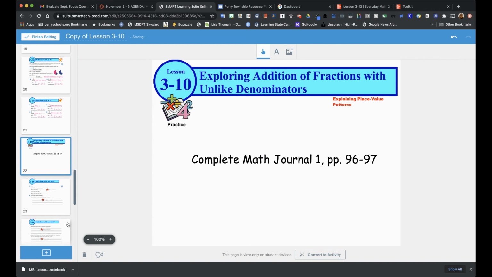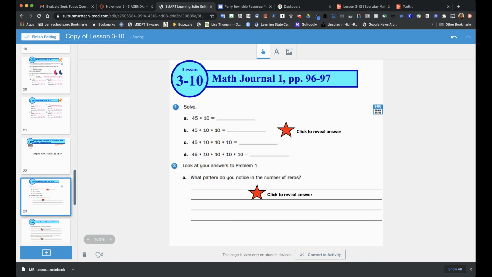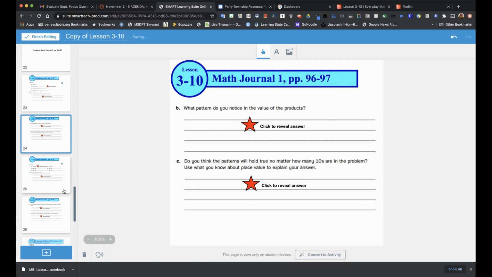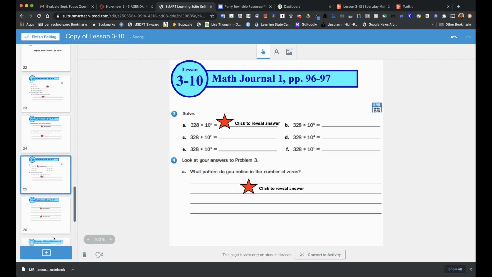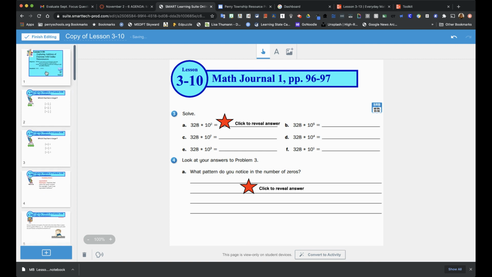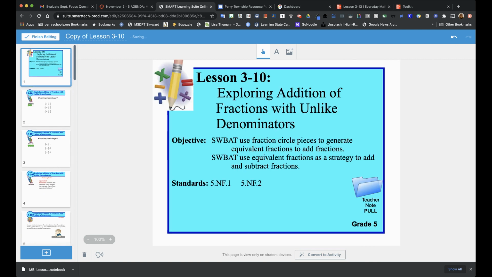And then pages 96 and 97 are just some more practice, revisiting those powers of 10. That would be good for you to do. Good practice for that, but that is not part of our objective today, but I would suggest going through and practicing some of those problems. Again, our focus today was exploring the addition of fractions with unlike denominators. We used those fraction circle pieces.